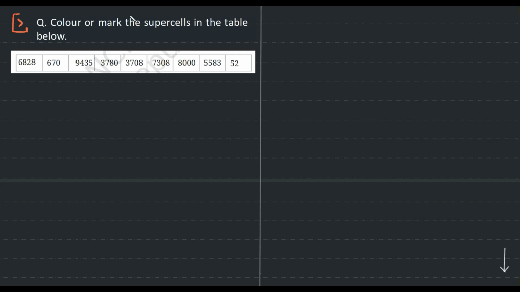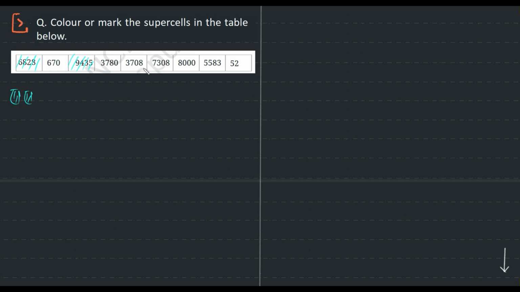So let's look at some of the supercells and mark them. I would want you guys to pause and think over. Okay, 6,000 is clearly greater than few hundreds, so that's a supercell. This is clearly not. 9,000 is clearly greater than 3,600. That's a supercell.